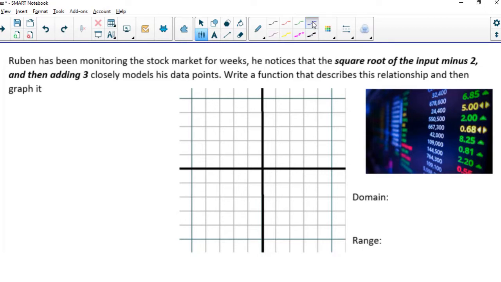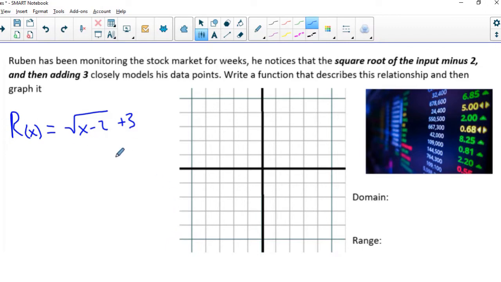All right, so starting off, let's just pick, I'm going to say r of x. You can use any letter here, though, it doesn't matter, any variable. So he noticed the square root of the input -2, so I would say square root of x -2. We always want to use x for the input. And then adding 3, so +3. That models his data points.